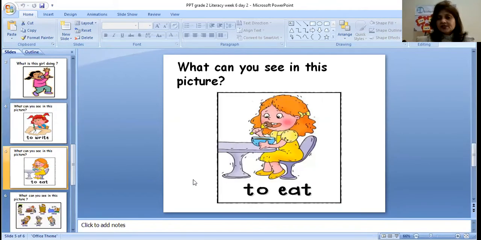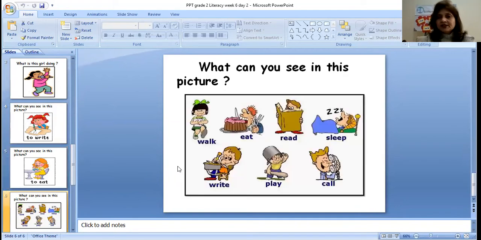Now what can you see in this picture? This girl is eating something. So eat is also another action word. Now what can you see in this picture? Now these are different action words like walk, eat, read, sleep, write, play, and call. Because you are calling someone, that means you are also doing an action. So call is also an action word.